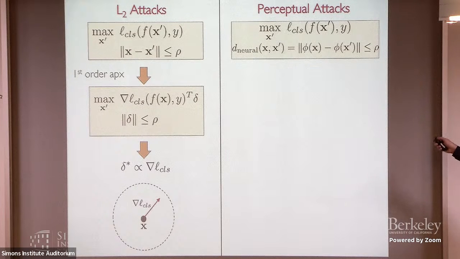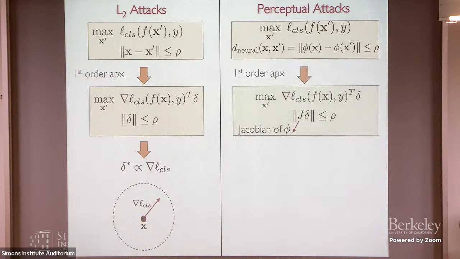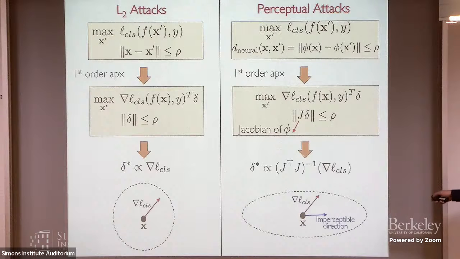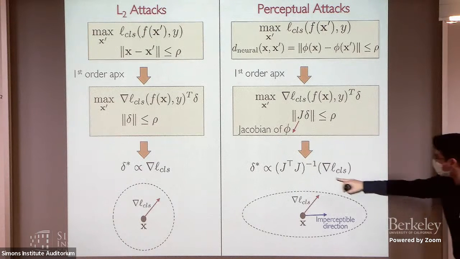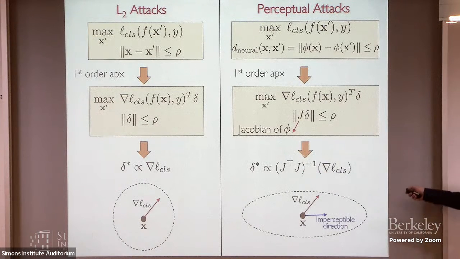In the perceptual attack, we have the same objective, but now our constraint is that phi of x minus phi of x prime in the L2 distance is less than rho. We do the same practice. We look at the first order approximation of the two. We have this convex optimization problem, and we can solve it exactly. Now we have this term that depends on the Jacobian of phi with respect to the input. This is the optimal direction that we should go.